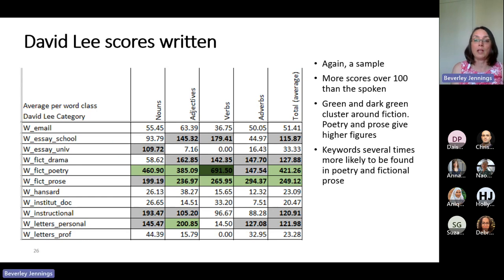But it's showing, as indicated in earlier findings, that the keywords are far more likely to be found in fictional and imaginative texts. I think poetry maybe has something around it with choice of unusual words to fit in with rhythm and meter and things like that that are then coming up in the exam.